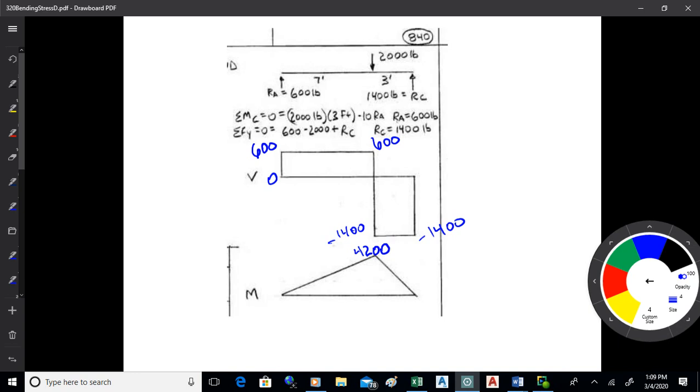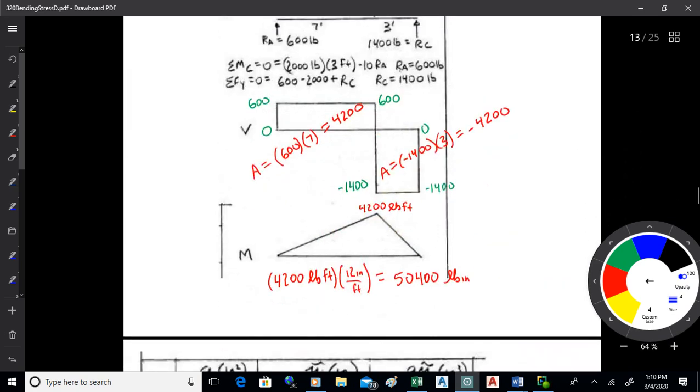So you got that reaction of 600, so you can go from 0 up to 600, then the 2,000 will push the 600 down to negative 1,400. Okay. Then you want to find the areas of the blocks, which give you the change in moment, which, being as you're starting at 0, will get you the moment. Okay. That's kind of how that goes, right? So there we go. Something like that. We got any questions on that?